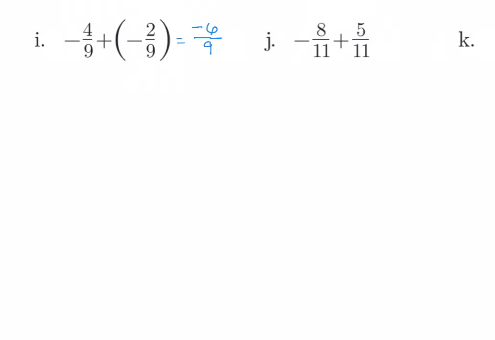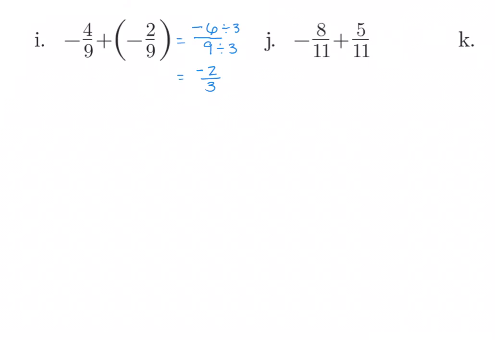I can also simplify this. 6 and 9 are both divisible by 3. And if we divide by 3, we get negative 2 over 3. And we're done.